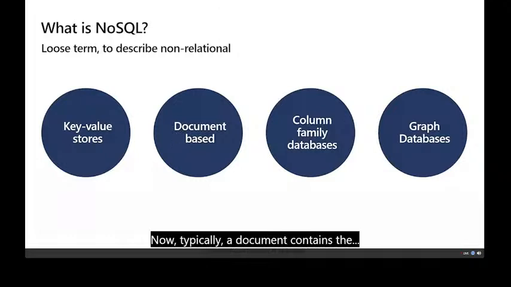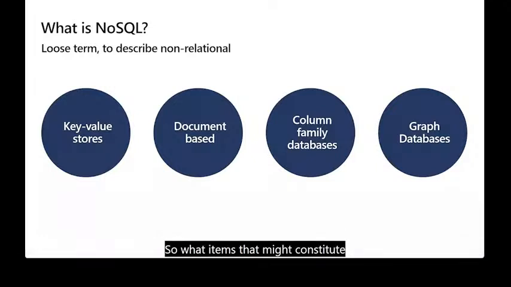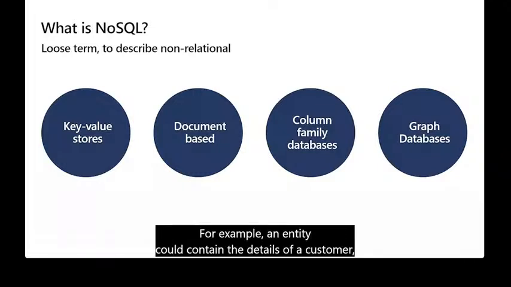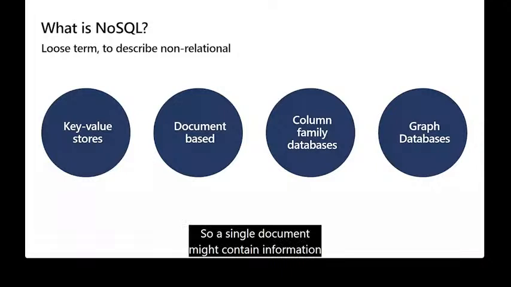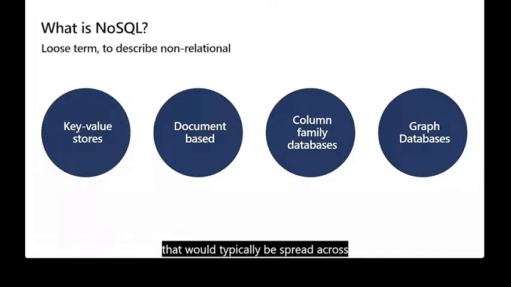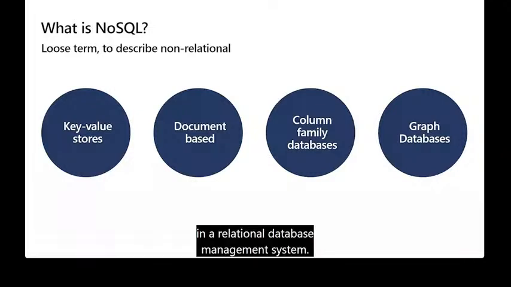Now, typically, a document contains all the data for an entity. So what items might constitute an entity are application specific. For example, an entity could contain the details of a customer, its order, or a combination of both. So a single document might contain information that would typically be spread across several relational tables in a relational database management system.